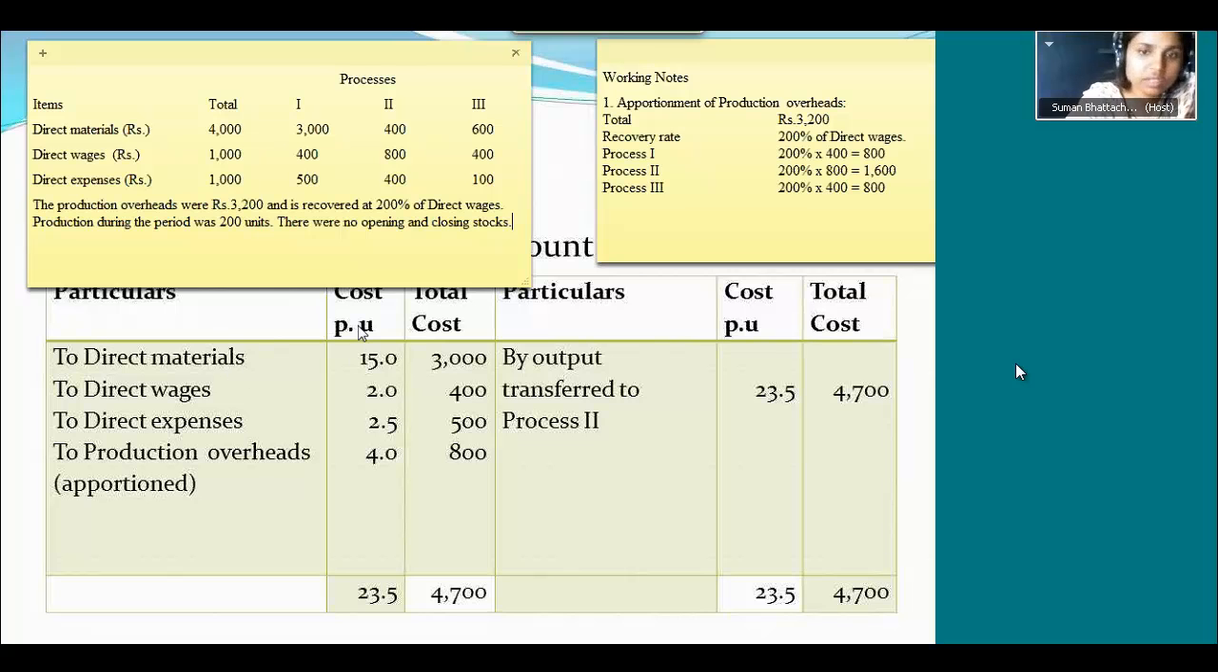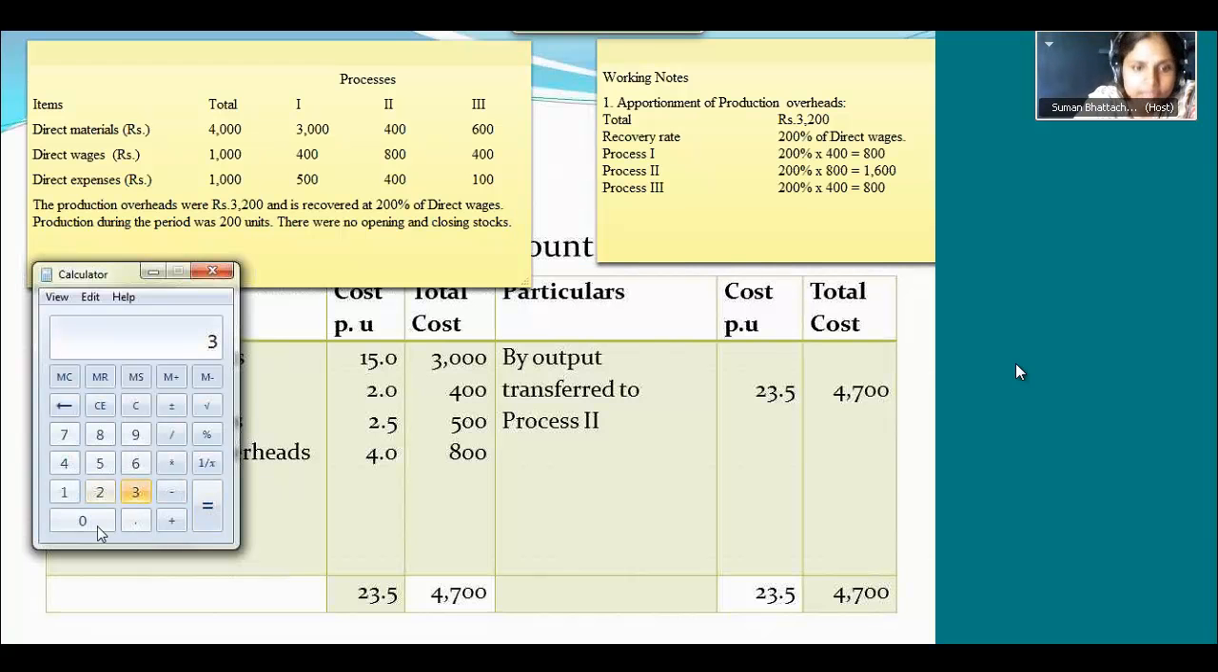So how to find out cost per unit? In this question it has been given that production during the period was 200 units. And the total direct materials is rupees 3,000. So we divide 3,000 by 200, production during the year being 200 units. So it comes to cost per unit rupees 15.